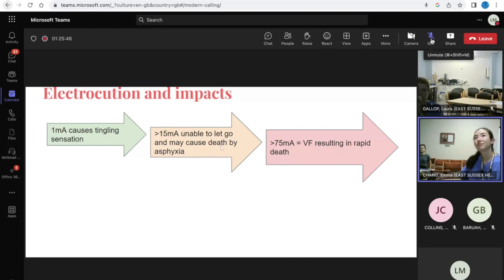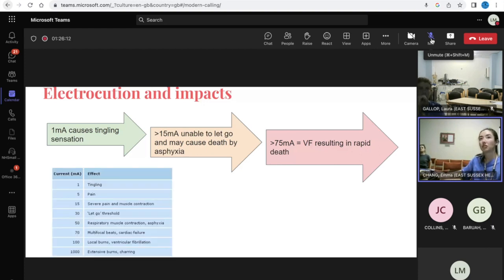Electrocution. These are the kind of levels that cause different impacts on the human body. A 1 milliamp current will cause a tingling sensation. Over 15 milliamps, you might not be able to let go, and that might cause death by asphyxia. But you'd need over 75 milliamps to cause VF, which would result in rapid death.